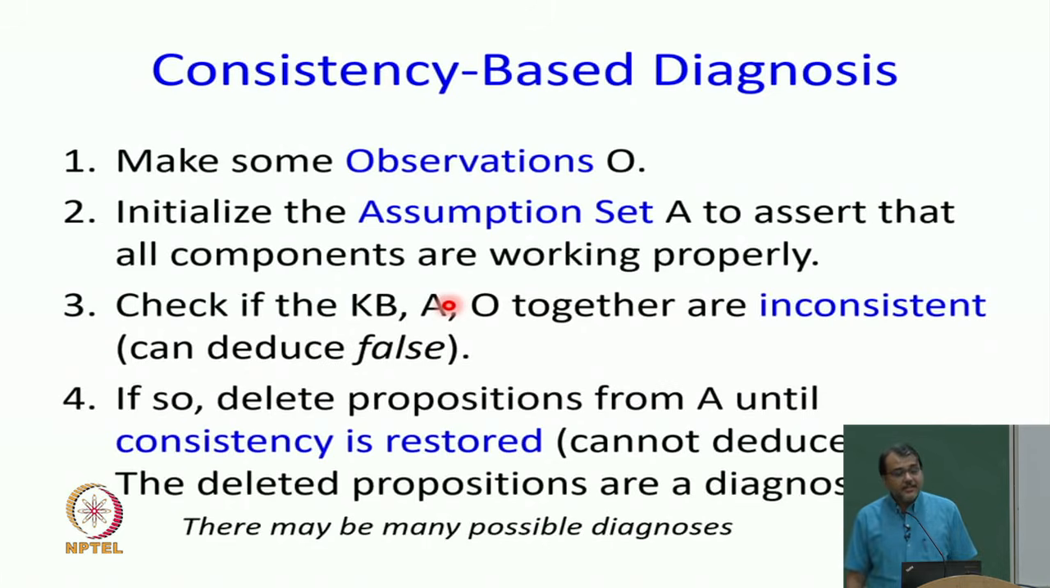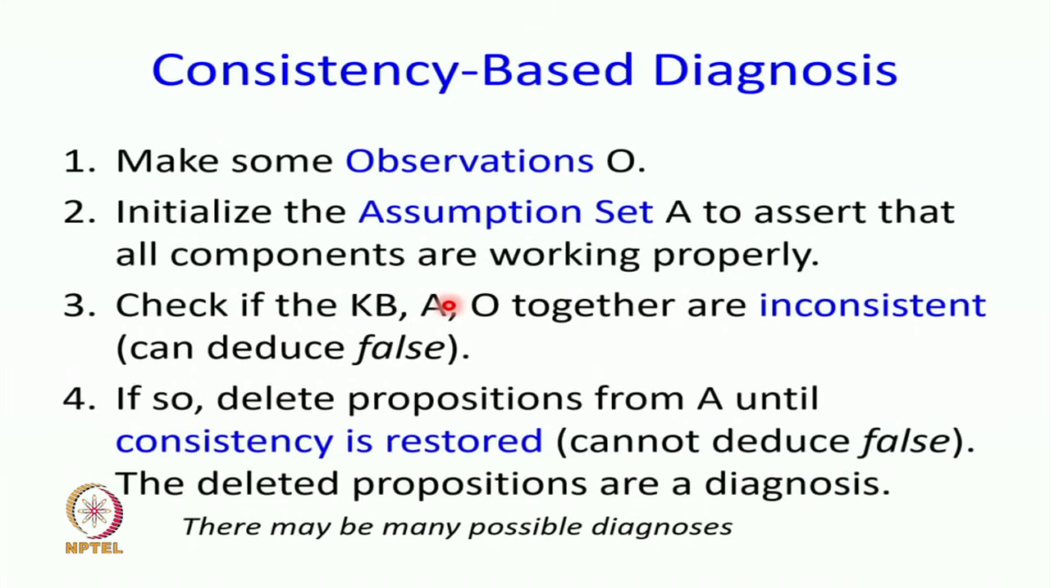I can skip some of the details, but at the highest level, you make some observations. You initialize a set to assert that all components are working properly. You first check that that is not possible. Once you check that that is not possible, you have been able to reduce to false. Then you delete propositions from your assertion one at a time to check if this was deleted, will that now be consistent? If it will be consistent, then that's a diagnosis. And then you go into the car and you actually check that component somehow.